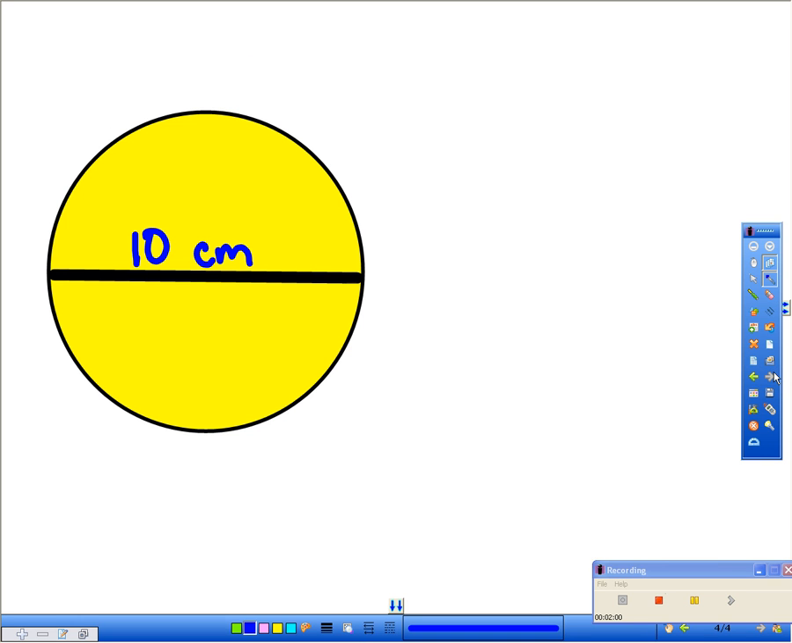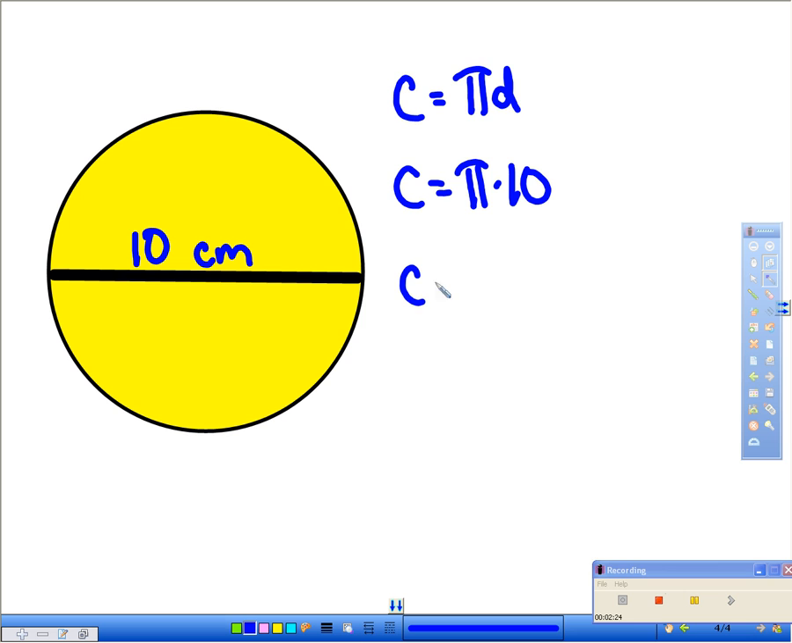Let's look at one more problem. The problem is this, with a 10 centimeter diameter. So we're going to use the formula C equals pi times D. And so we're going to put that in, pi times 10. And what that ends up being is 31 and 4/10 centimeters. And that's rounded to the nearest tenth.